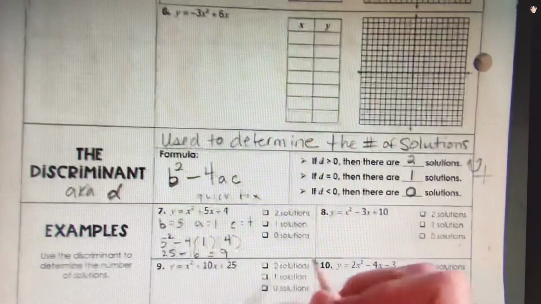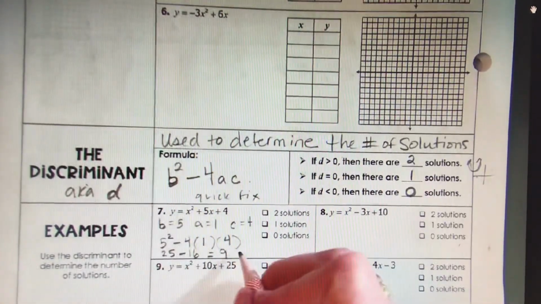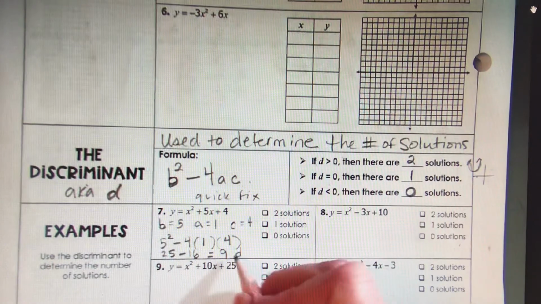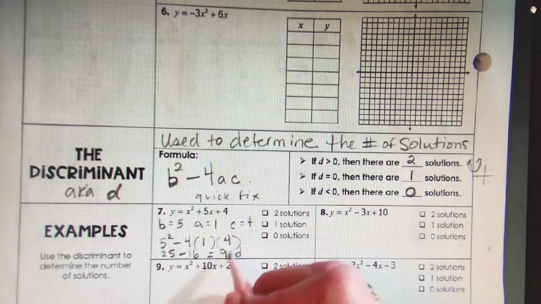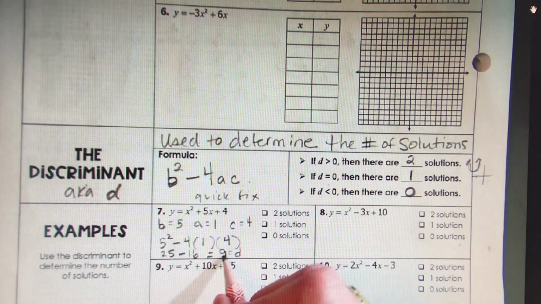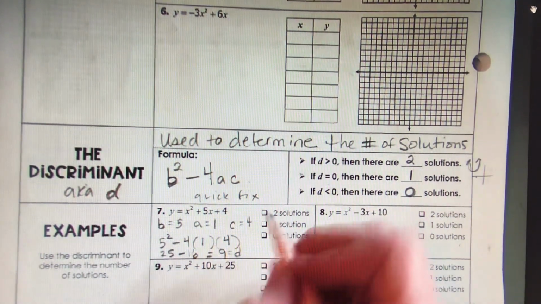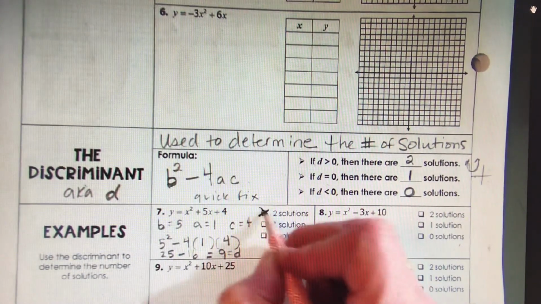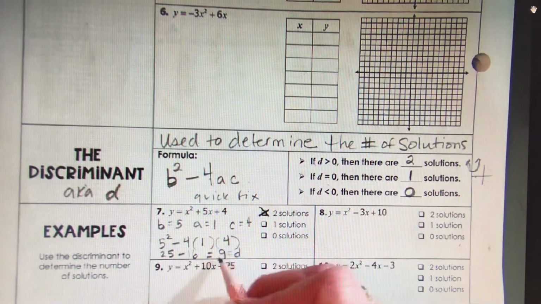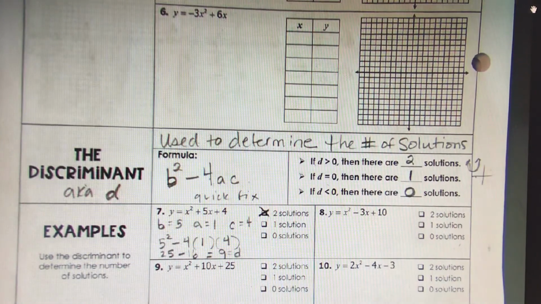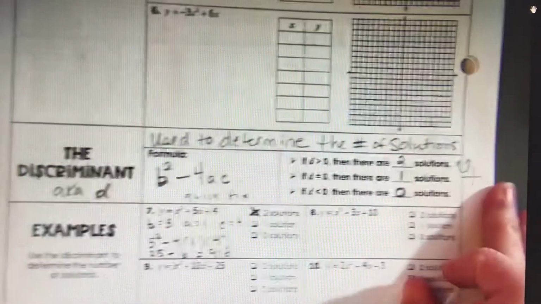Now let's think to ourselves. So D is 9, right? So D equals 9. Well, remember, if the answer is over 0, that means there are two solutions, right? So I got one answer, and that means I have two solutions. Let's do one more.